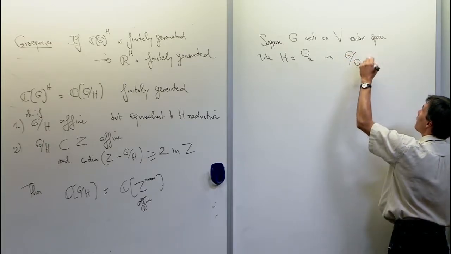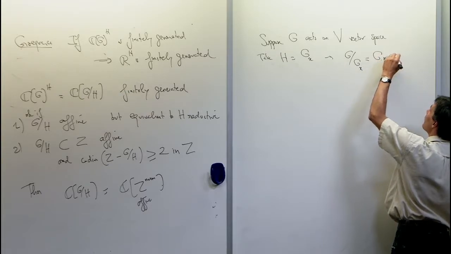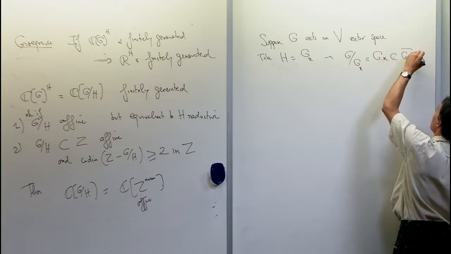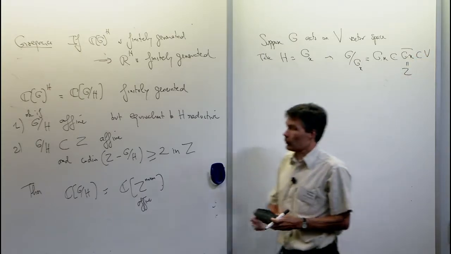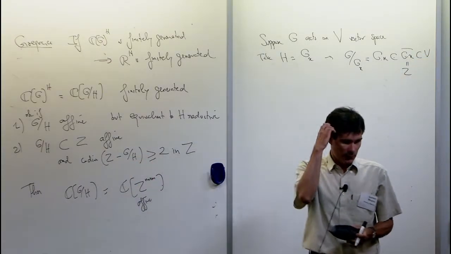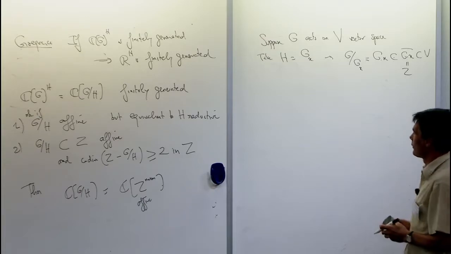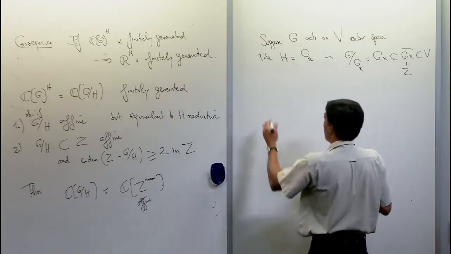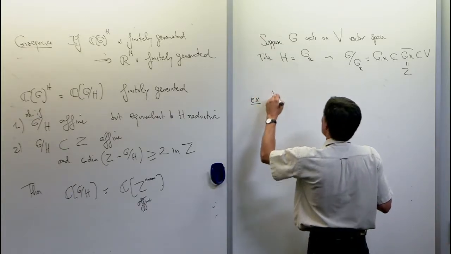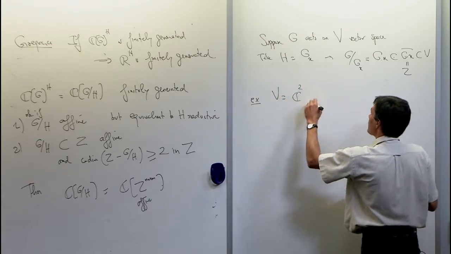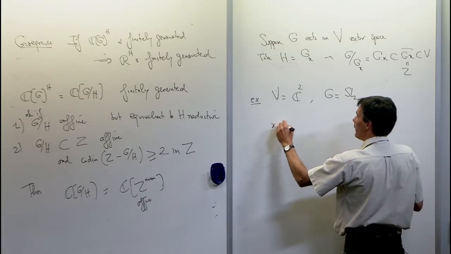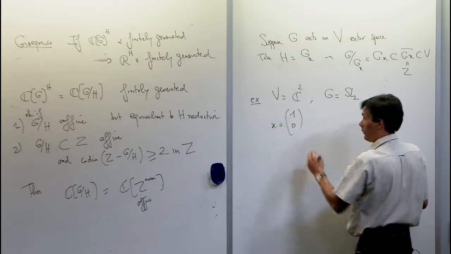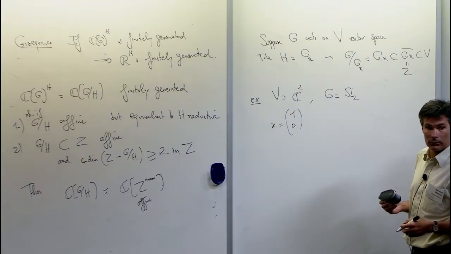G mod Gx is the orbit of X, so it's contained in the closure, which is affine. The question is, when is the boundary of codimension at least 2? Well, for example, you could take V equals C2 with the action of SL2. You can take X to be this vector (1, 0).